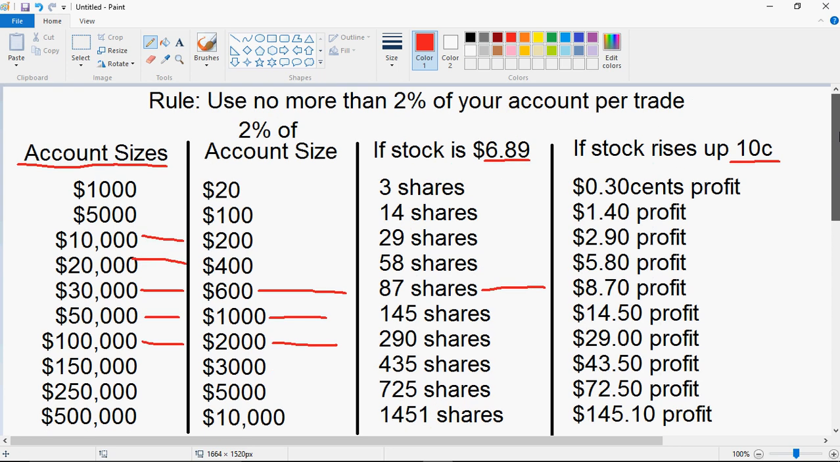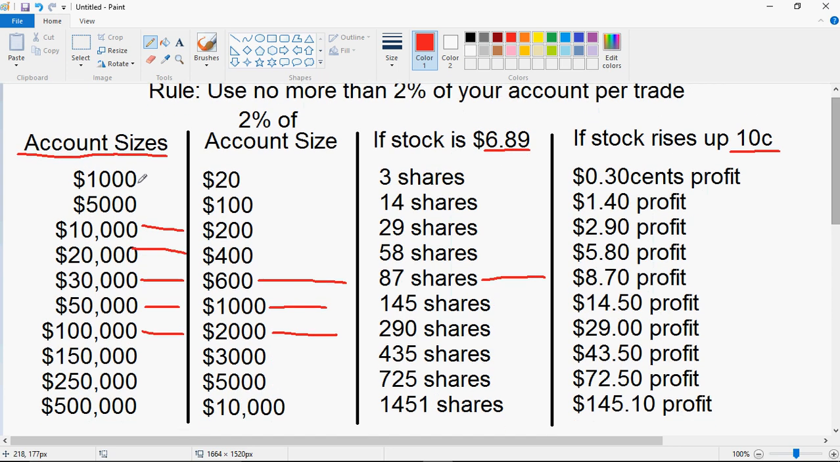So technically, let's put it all together in a summary. If you obey the 1 or 2% rule or risk, only use 1 or 2% of your account. If you obey this, you're going to need to focus on account size, the stock price, and how much it rises up. Those three things will affect your profit, how high it goes or not.